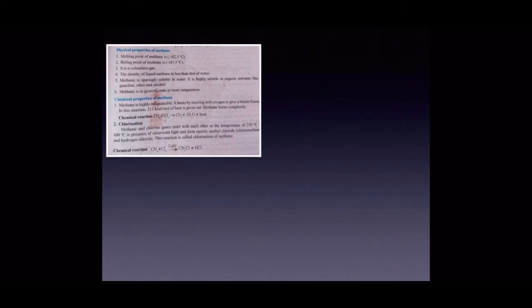Chemical properties: methane is highly inflammable. It burns by reacting with oxygen to give a bluish flame. In this reaction, 213 kilocalorie per mole of heat is given out. Methane burns completely. Methane and chlorine gases react with each other at the temperature of 250 degrees Celsius to 400 degrees Celsius in the presence of ultraviolet light and form mainly methyl chloride and hydrogen chloride. And this reaction is called chlorination of methane.